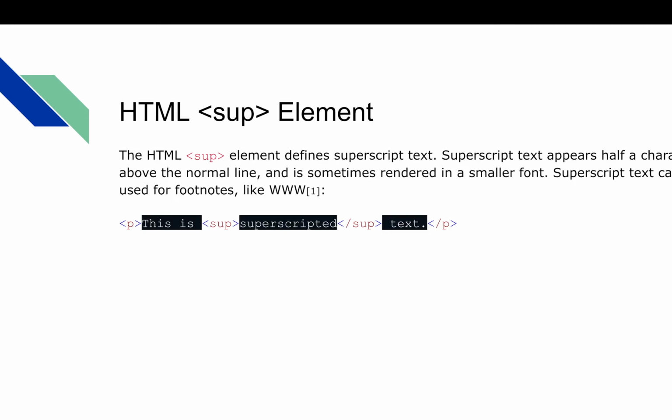Superscript. So the HTML SUP element. The HTML SUP element defines superscript text. Superscript text appears half a character above the normal line, and is sometimes rendered in a smaller font. Superscript text can be used for footnotes like www, right? Let's try it out.